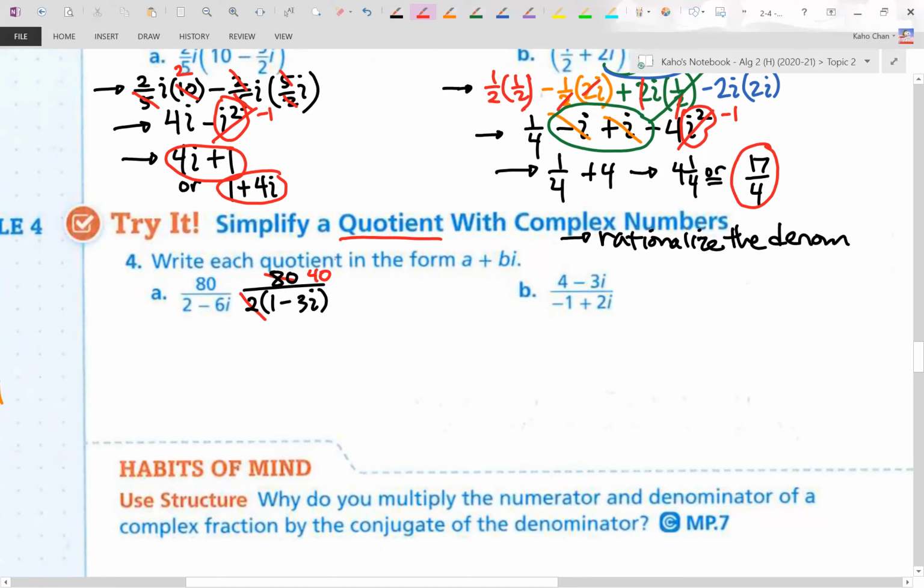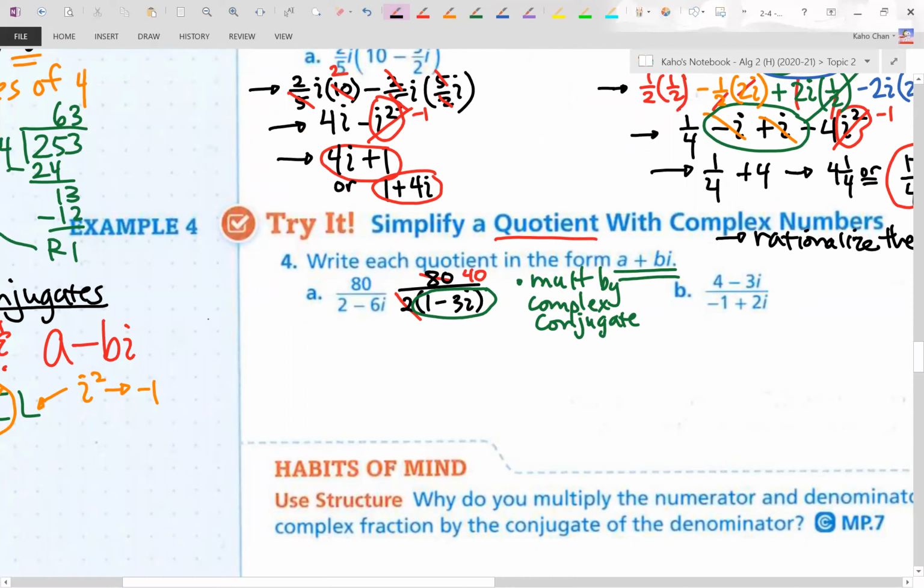From here, I notice that my denominator is a binomial complex number, a plus bi. Right there. I can't have that there. I need to rationalize the denominator, and the key here is to multiply by the complex conjugate. That is the key. Okay, we're going to run out of room here, so I'm going to write as small as I can off to the side here. Write down what we just got here, 40 over 1 minus 3i.